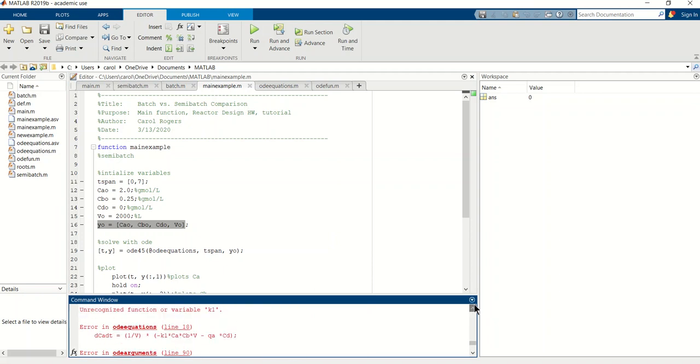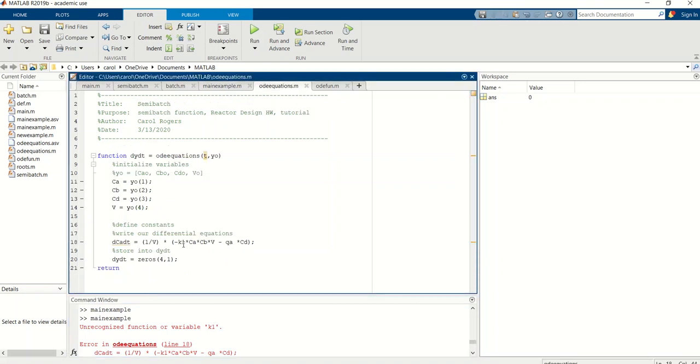When you go up here, always when you're debugging, start from the very top of the errors, because usually the errors that follow are due to one of the very first errors. So you got an error in ODE equations. It's your K1, because you used a K1 but never told it what K1 is, and that's because we never initialized our variables. So we're going to go ahead and put all the variables we need.